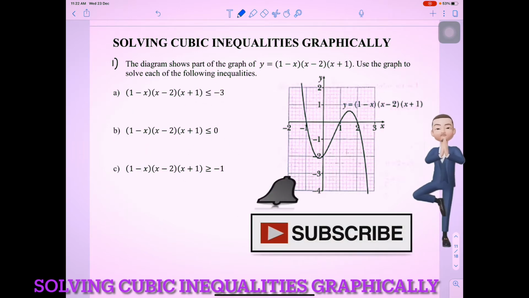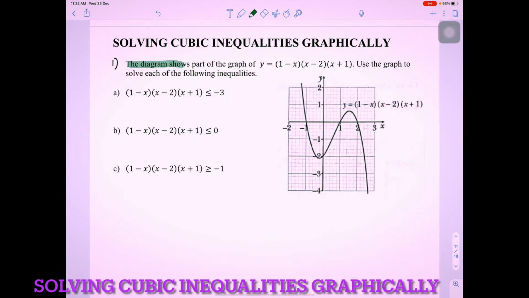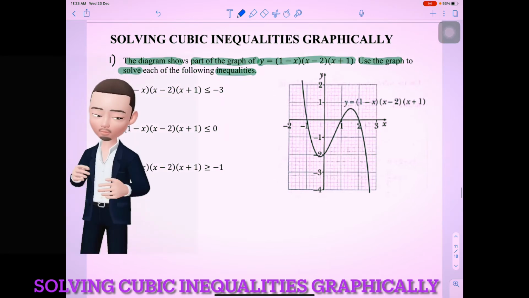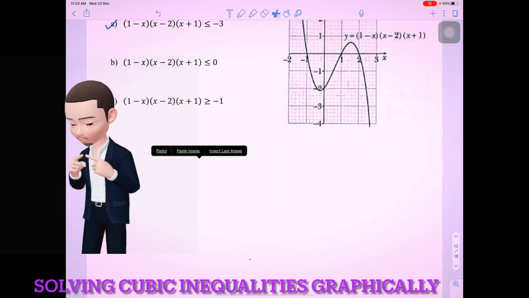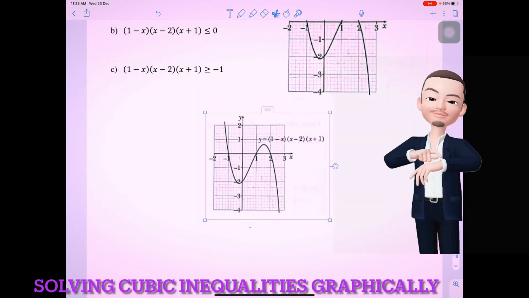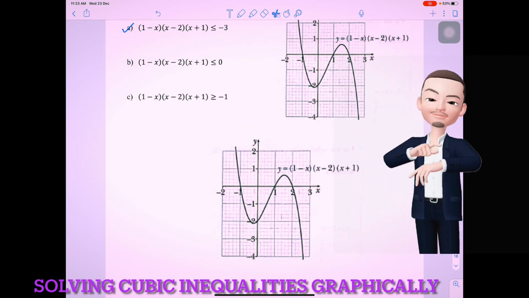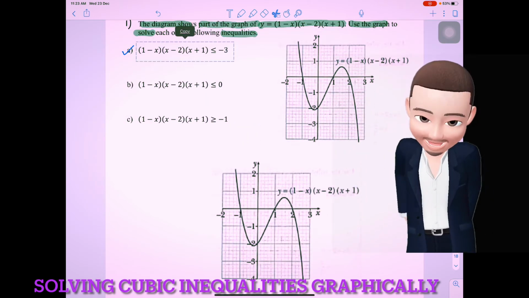Okay, question 1. The diagram shows part of the graph for y equals (1 minus x)(x minus 2)(x plus 1). Use the graph to solve each of the following inequalities. Okay, so let's straight away discuss question A. Okay, from the graph, let me copy first. Okay, for question A, okay, this is the question.